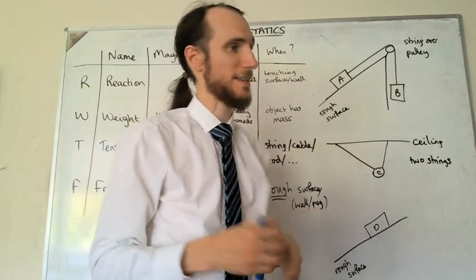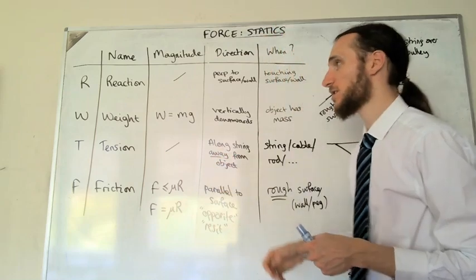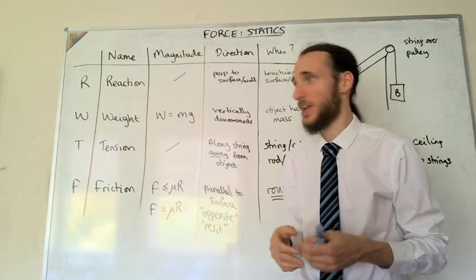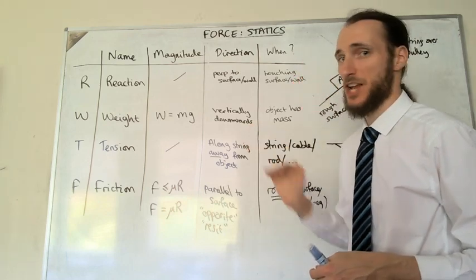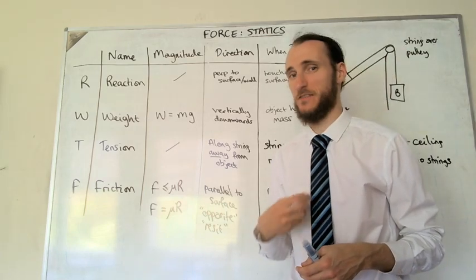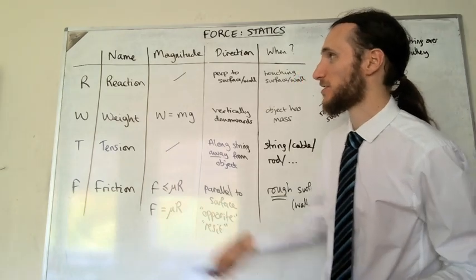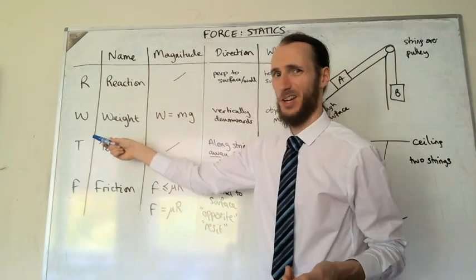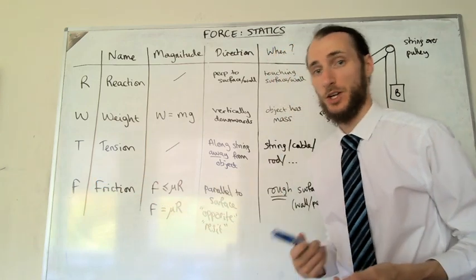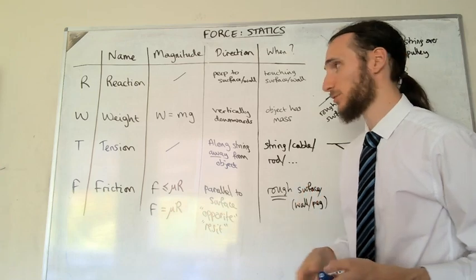We're going to look at 4 different kinds of forces. These are the 4 forces that you might have to add on to the diagram yourself. They're reaction, weight, tension, and friction. I have an acronym to help me remember these so I don't forget one. The acronym is "really what the force is", and we're going to use that to make sure we don't miss a force out.